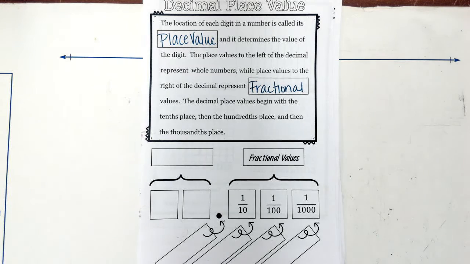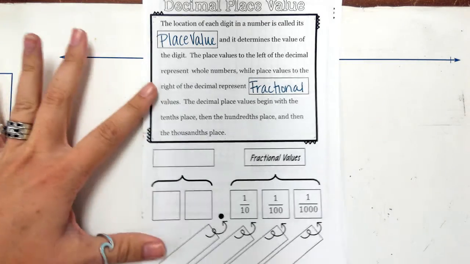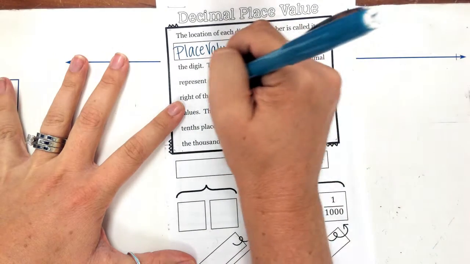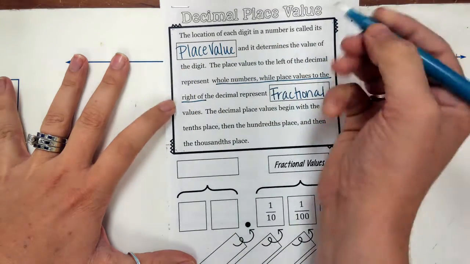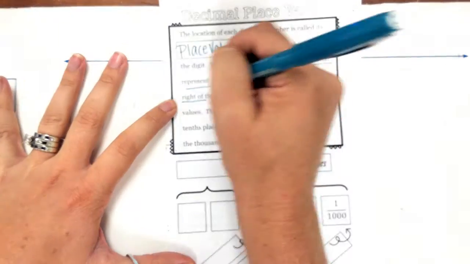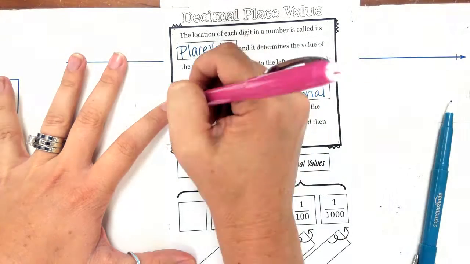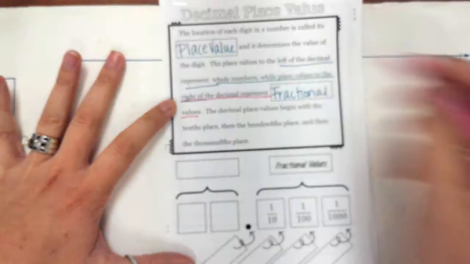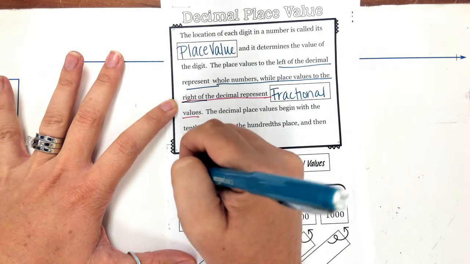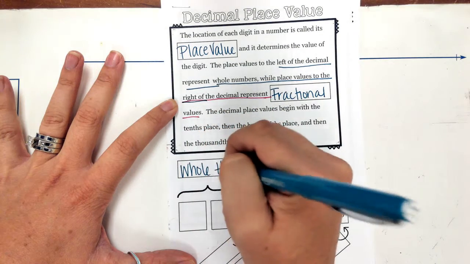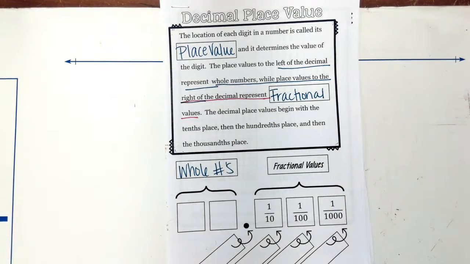graphic here. So what did it tell us about the numbers to the left of the decimal? In our paragraph above, it told us what they were. It told you they were the whole numbers. Place values to the left of the decimal represent, we'll underline this one in pink, whole numbers, and to the right of the decimal are our fractional values.